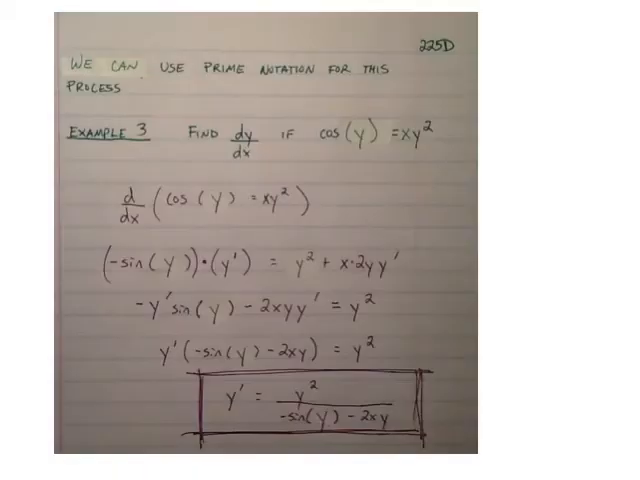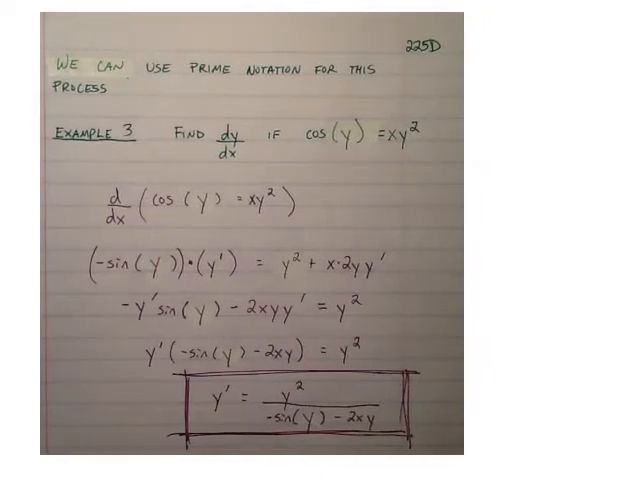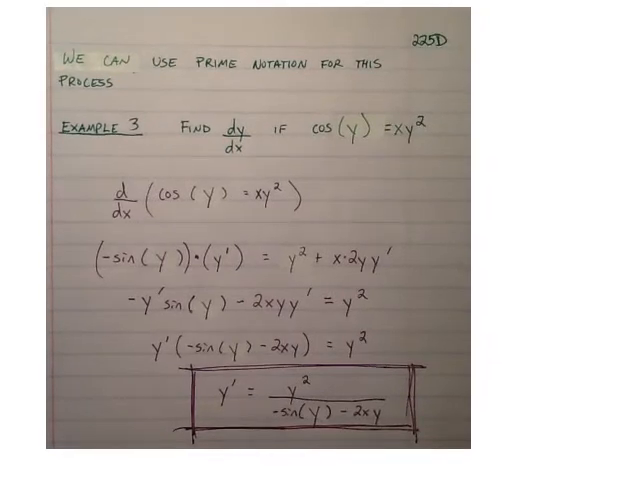Alright, in this final example I'm going to use prime notation, so you can just see it worked out with prime notation. Also it's a good example because we have to employ a little bit of the chain rule as well as the product rule. So I'm asking you to find the derivative of y with respect to x for this implicit function.